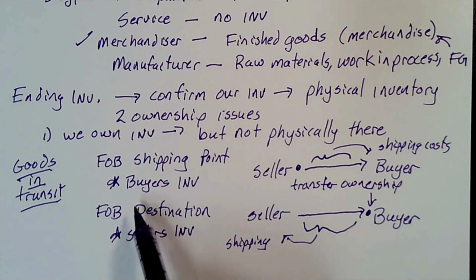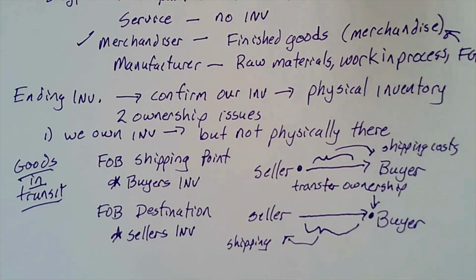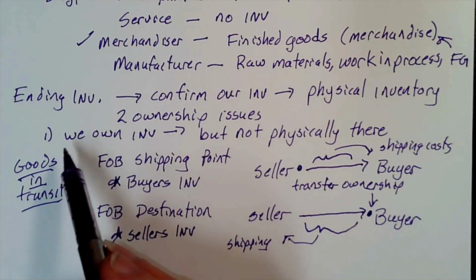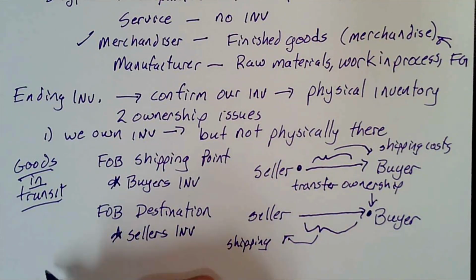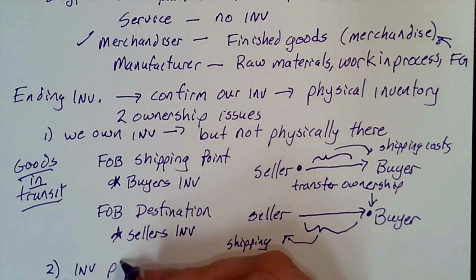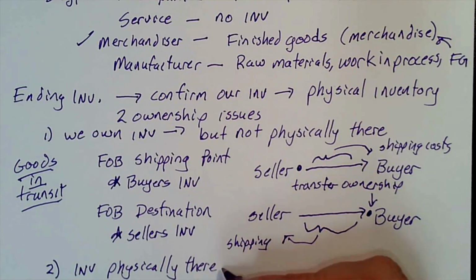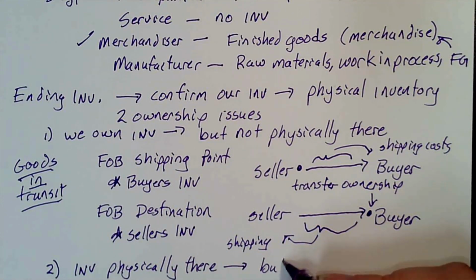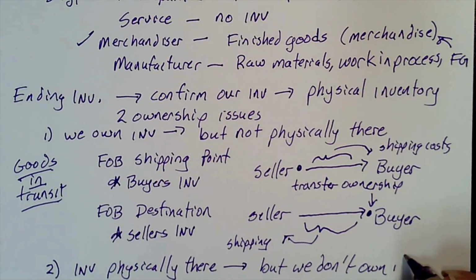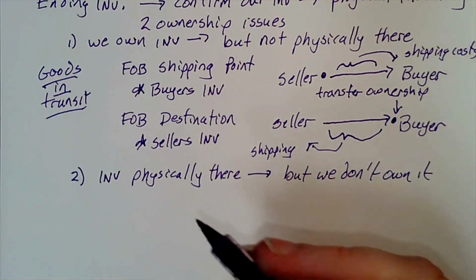So we use the same terms and just extend it to not only cover the shipping costs, but also the ownership issues. So we said that there were two ownership issues. One is we own the inventory, but it's not physically there. You probably see where I'm going with this next, is that the inventory is physically there, but we don't own it. And this particular issue we call consignment.